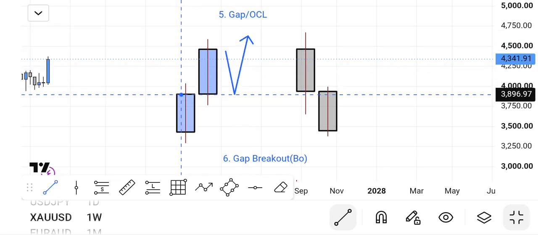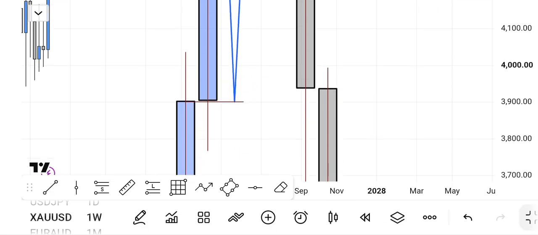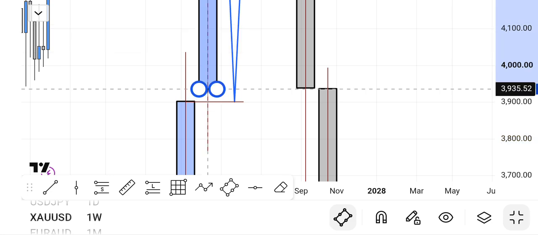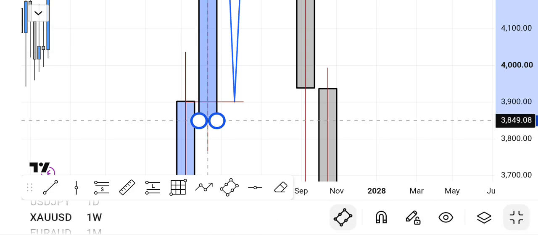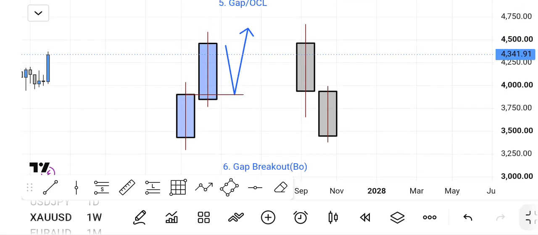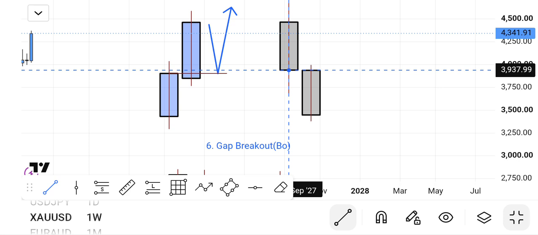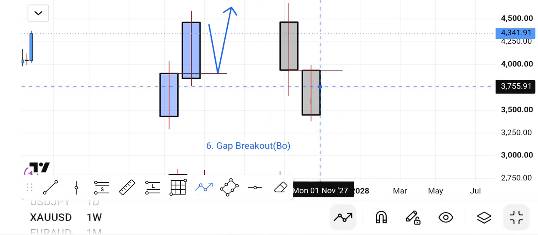Put your entry now at the closing price. As I said, it could be this candle, could be like this. It could even be like this. Depending on your broker, just put it at the closing price. Price does that and flies. Price comes to this one too. Let me mark this guy, the closing price of the bearish candle. Market price does this. It does like this.